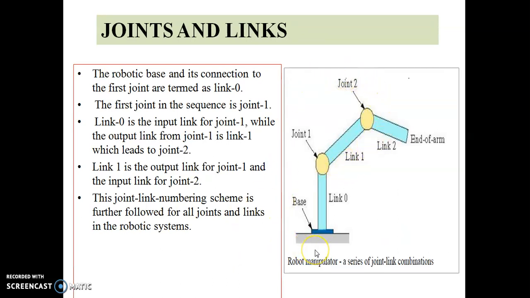Through this sketch we get the idea. For joint 1, link 0 acts as the input link and link 1 is the output link from joint 1. Whereas link 1 now becomes the input link for joint 2, and link 2 becomes the output link for joint 2. This joint-link numbering scheme is further followed for all joints and links in robotic systems.